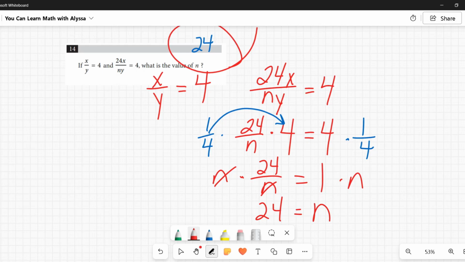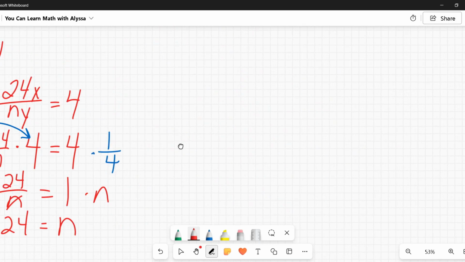And yeah, I can just see a lot of students, especially because this is a write-in question, not a multiple choice question, just glancing at this and going, 24 over n equals 4, 24 divided by 6, n must be 6. I can see that happening. Be careful with these. Don't make that mistake. Go through it algebraically or logically, whichever you prefer. That way you'll get to 24.